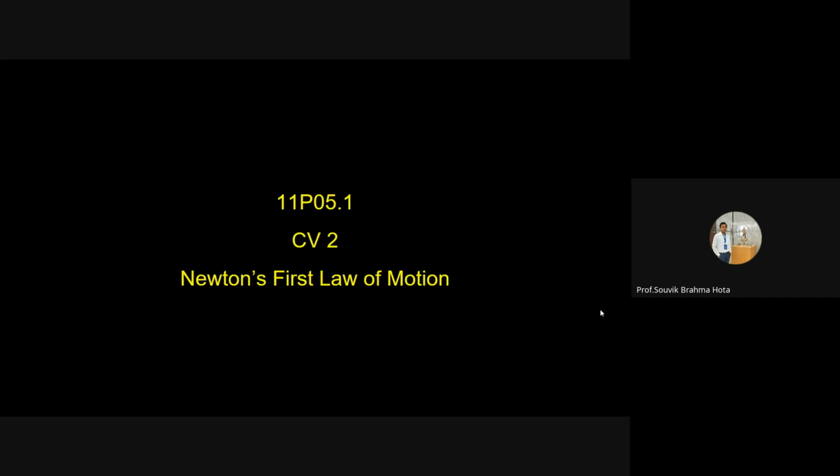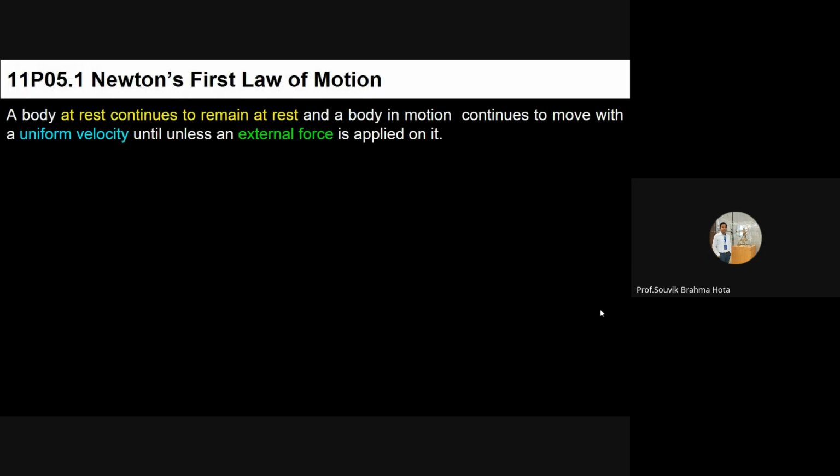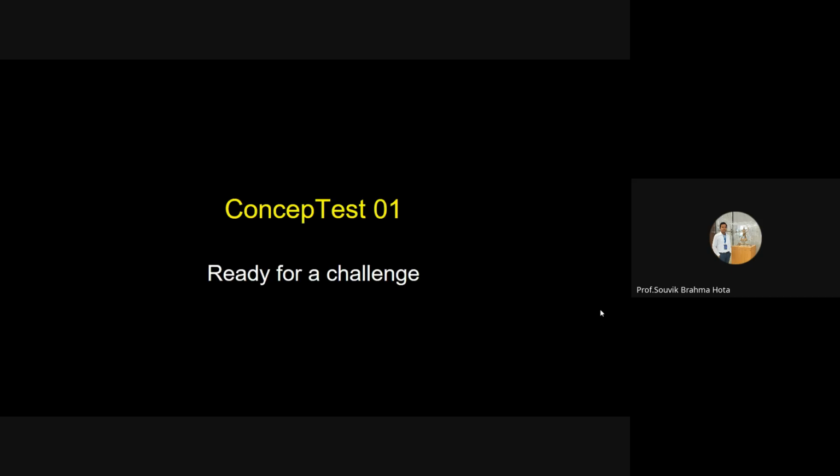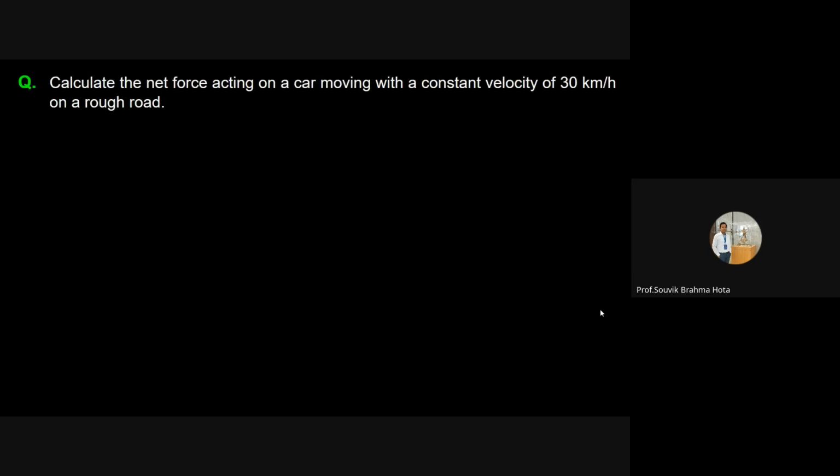Now let's discuss the first law of motion. See the statement first. A body at rest continues to remain at rest, and a body in motion continues to move with uniform velocity unless an external force is applied on it. Now the question. See the challenge. Calculate the net force acting on a car moving with a constant velocity of 30 km per hour on a rough road. What will be the possible answer for this?